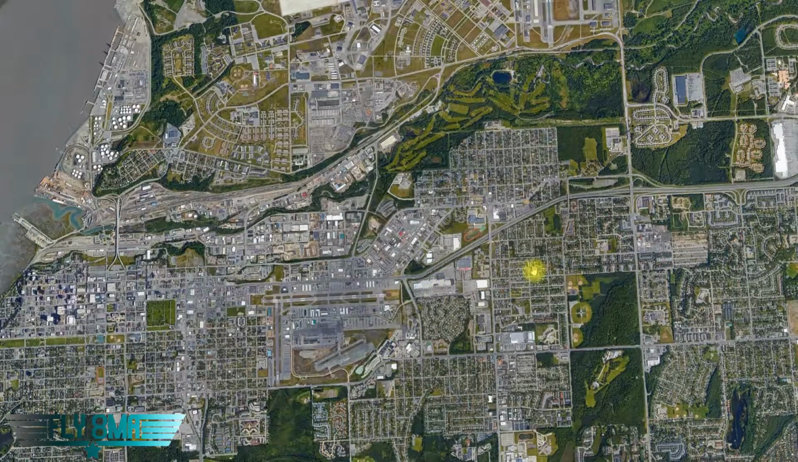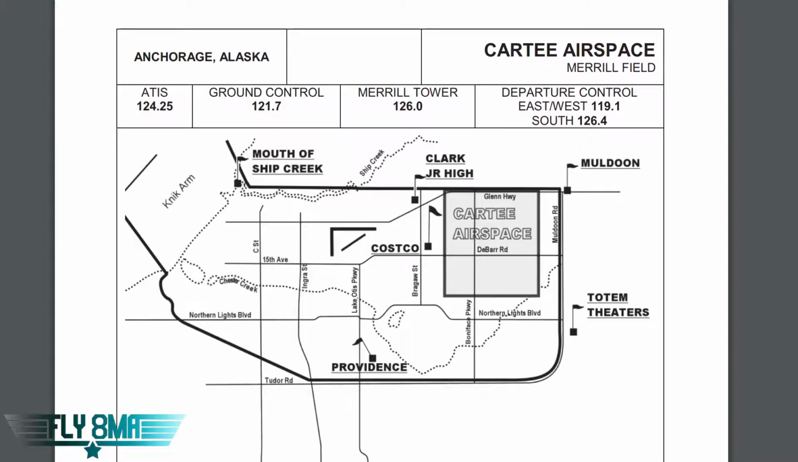So they kind of buy a little bit of airspace from Merrill just to keep you clear of the heavies that are arriving down into Elmendorf. And Tower will let you know if the Cartier airspace is active. The best way to avoid the Cartier airspace is simply staying south of Northern Lights Boulevard or a little bit to the west of Braga Street where Costco is.